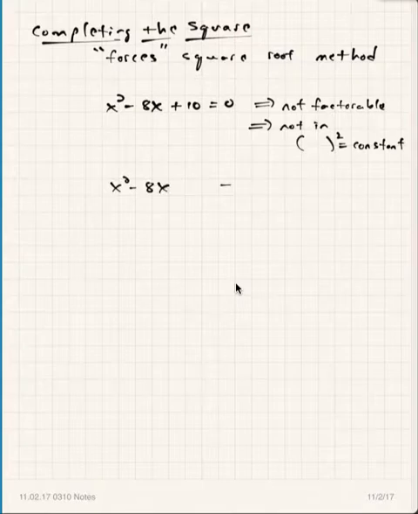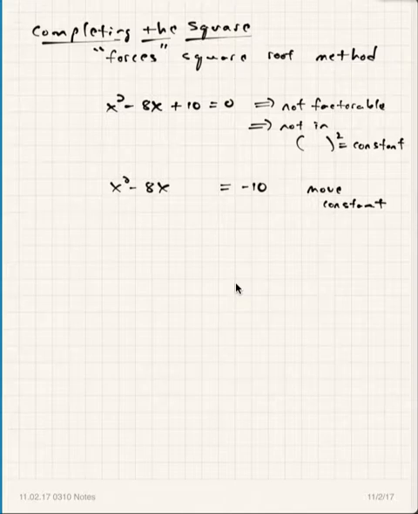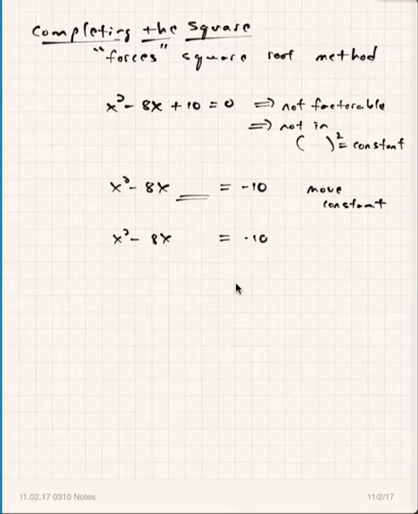The first thing you do is move the constant to the other side of the equation. You always move the constant. And then remember, you leave a space, an opening there. And then you fill in that opening always the same way. Negative 10 goes on the right side. You take the middle coefficient, the 8 in this case. It doesn't matter that it's positive 8 or negative 8 because we're going to be squaring, so it's always going to be plus here.